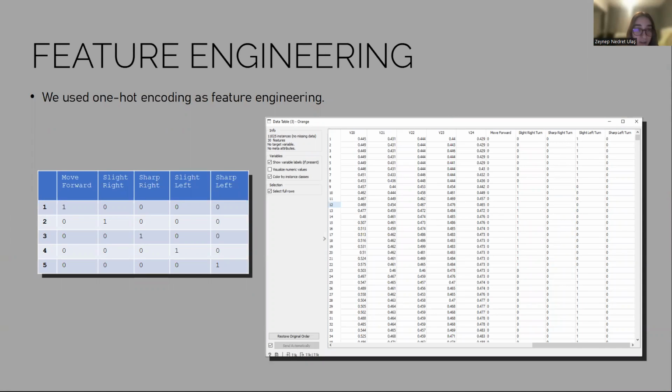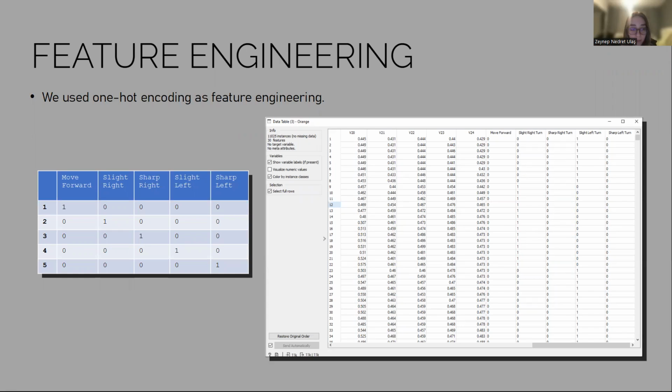For feature engineering purposes, we used one-hot encoding. This technique is one of the most popular techniques used for turning categorical values into numerical values, as some machine learning algorithms like k-nearest neighbor cannot interpret categorical values. They need numbers as they depend on mathematical equations. So one-hot encoding does that.